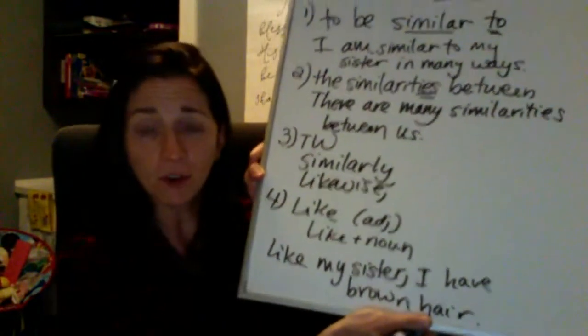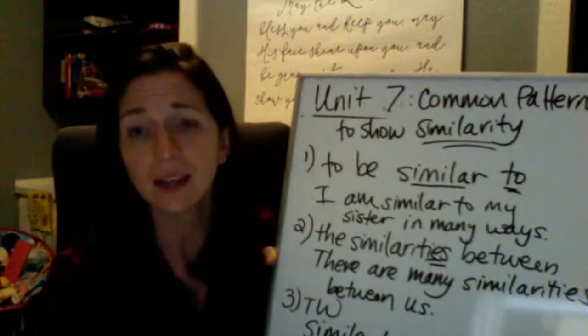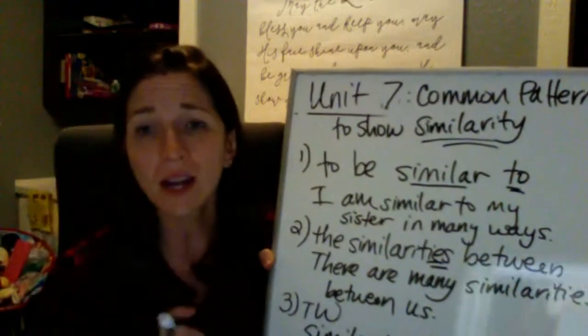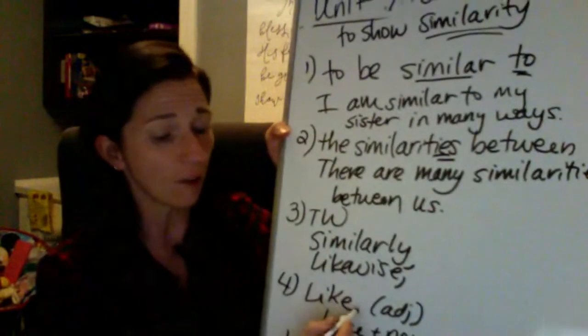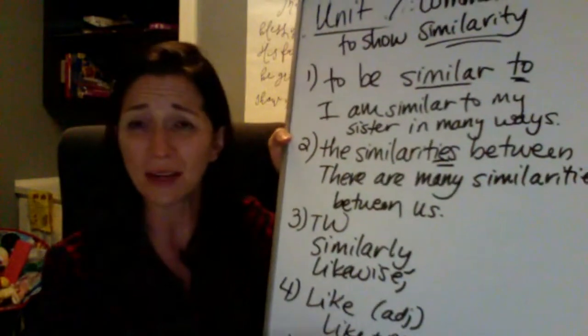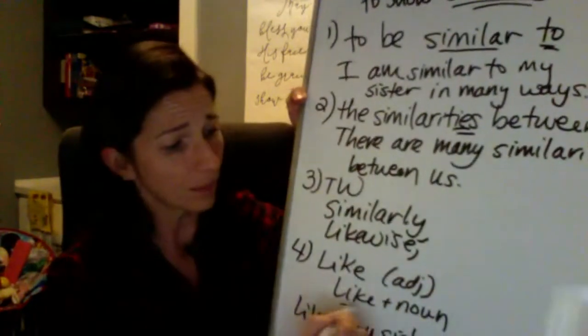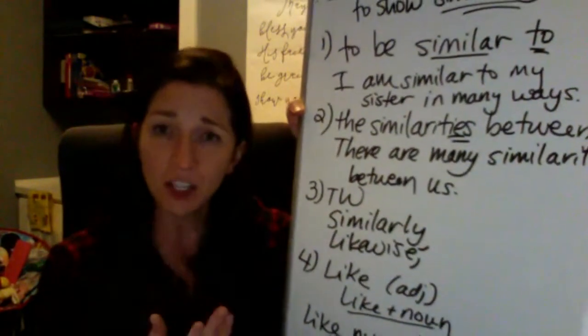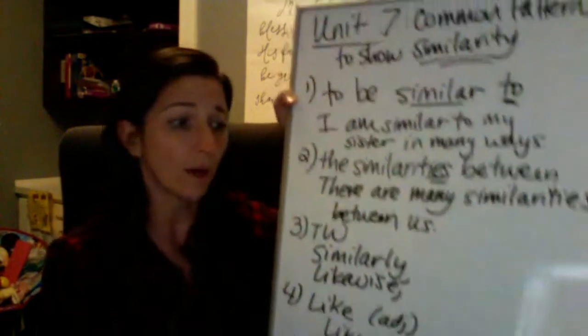Like comes before a noun. It can also come at the end. I have brown hair like my sister. That's fine too. But do not use like by itself, and do not ever, ever, ever put a comma after like. No, we never say like. We always follow it by a noun. Like plus a noun. Like her, like Michigan, like grammar class. And then we tell what is similar.